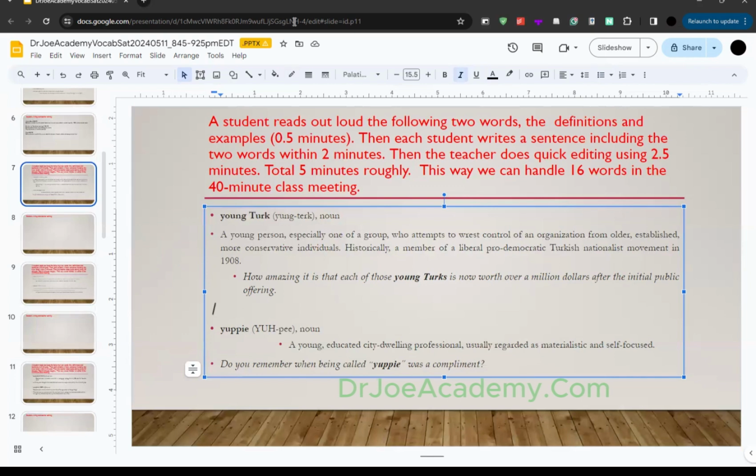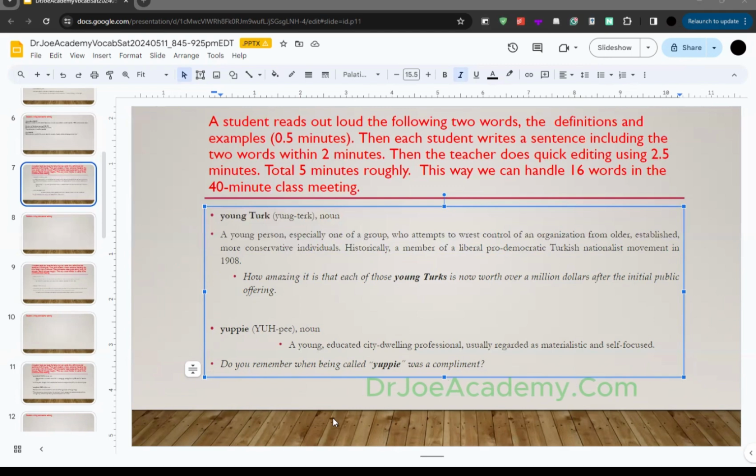The next word, yuppie, is also a noun talking about a specific type of person. So Eric, do you want to go ahead and read the definition and the example sentence for this word? Yuppie, noun. A young, educated, city-dwelling professional, usually regarded as materialistic and self-focused. Do you remember when being called yuppie was a compliment?